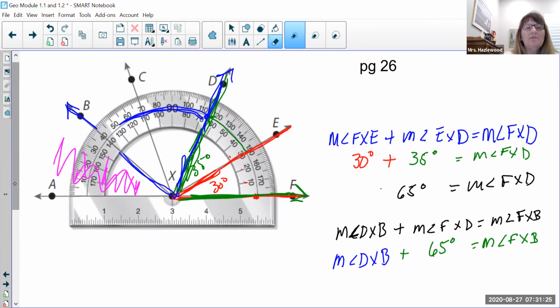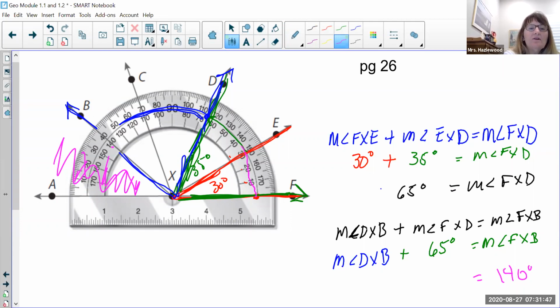So, anybody do it another way? Okay. Did anybody look to say, oh, I can see that this big angle is 140 degrees? So this angle, right away, you could just look at it and see that it's 140 degrees, because if I start here at 0 and go all the way over, I can go to 140 degrees, and then you could subtract 65 from it. So those are just some possibilities of how you can solve these.